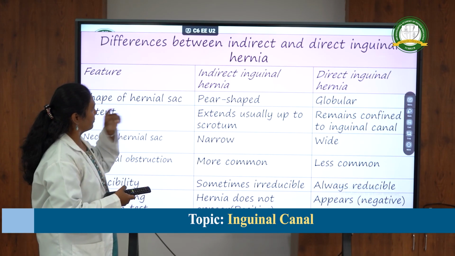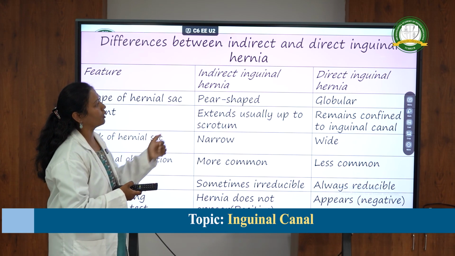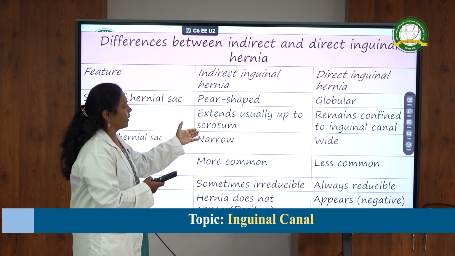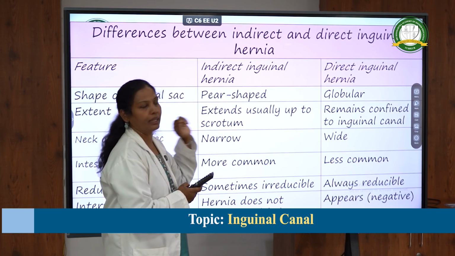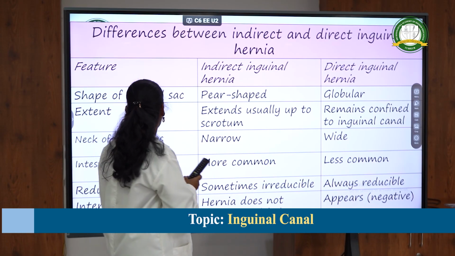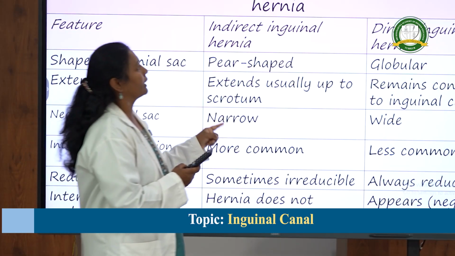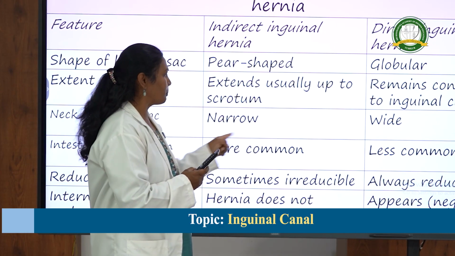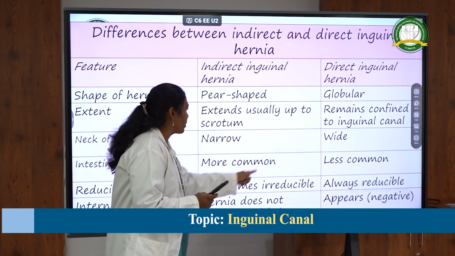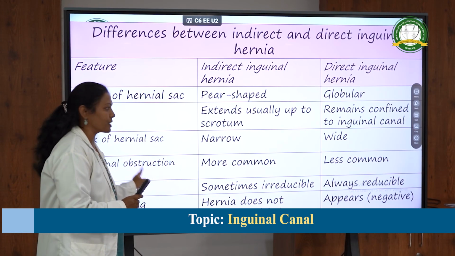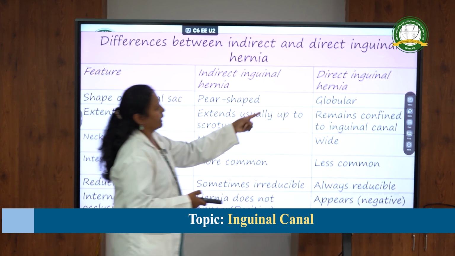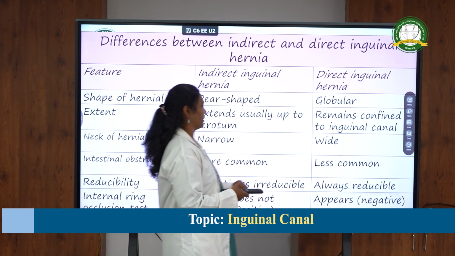Once again, shape of the hernial sac: it is pear shaped in case of the indirect and globular in case of direct. And extent: usually indirect will extend almost up to the scrotum, but direct usually remains confined to the inguinal canal. Neck of hernial sac is narrow in the case of indirect inguinal hernia and comparatively wide in the case of direct. What is its implication? If it is narrow, intestinal obstruction is more common. So narrow in indirect, whereas wide, intestinal obstruction is less common in direct inguinal hernia.